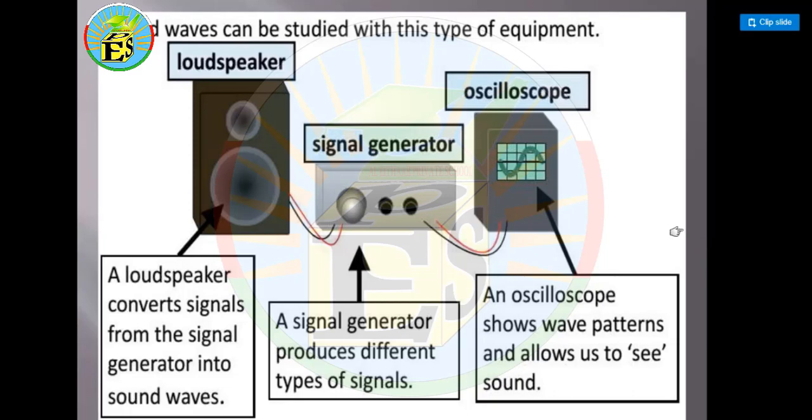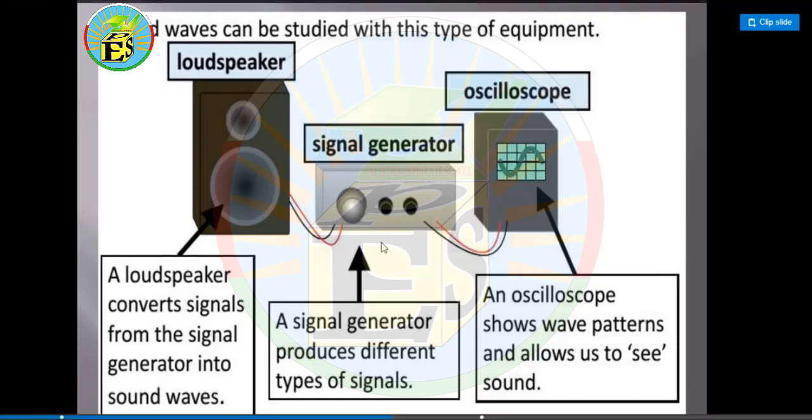We can study the wave of the sound with equipment called an oscilloscope. We have this apparatus, the oscilloscope, then we have a signal generator, then we have a loudspeaker. First, the sound will be produced in the loudspeaker, then it will pass through the signal generator. This signal generator will give the signal in the form of waves to the oscilloscope. Here you can see the waves. Actually this is the sound which is traveling, and the oscilloscope will show you the sound in the form of waves.